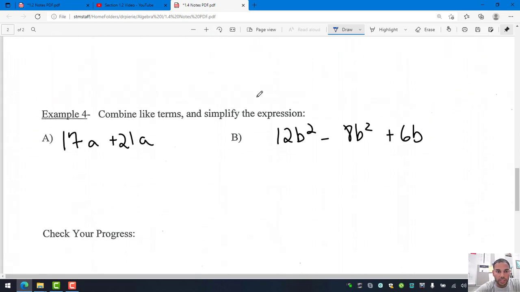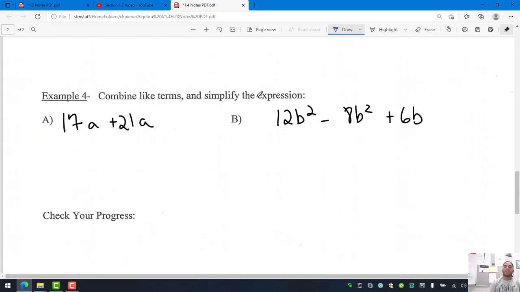Okay, we'll jump down to example 4 over here. It says combine like terms and simplify the expression. When you see combine like terms and simplify, that means I want you to squeeze this thing together as much as possible. So for the first example here, I give you 17a plus 21a. And the question you have to ask yourself is, are these like terms? Can I squeeze these together?